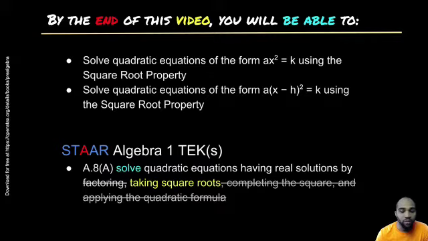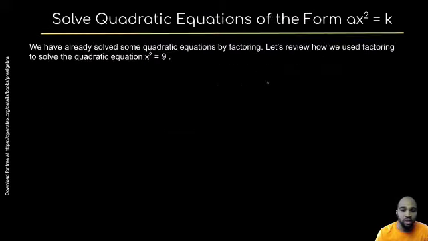As you can see, we've done factoring already. We haven't done these others, but we're going to be focusing on the square root property today. As you see in this form, solve quadratic equations of the form ax squared equals k, where k is some number, using the square root property. We're going to put them in the form (x minus h) squared too. I'm going to show you how we can isolate this x in this situation.